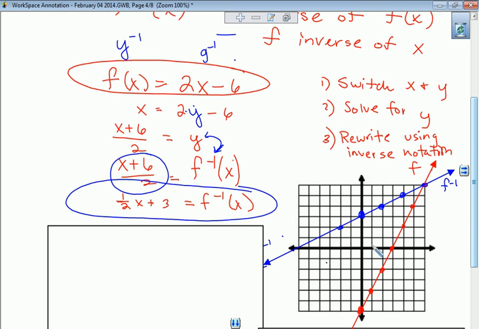What do you guys notice about those two lines? The blue one is reflected. Yeah, the blue one is a reflection of the red one. It's a reflection over what line? Y equals x. Excellent. It's a reflection over y equals x. Why is it a reflection over y equals x?